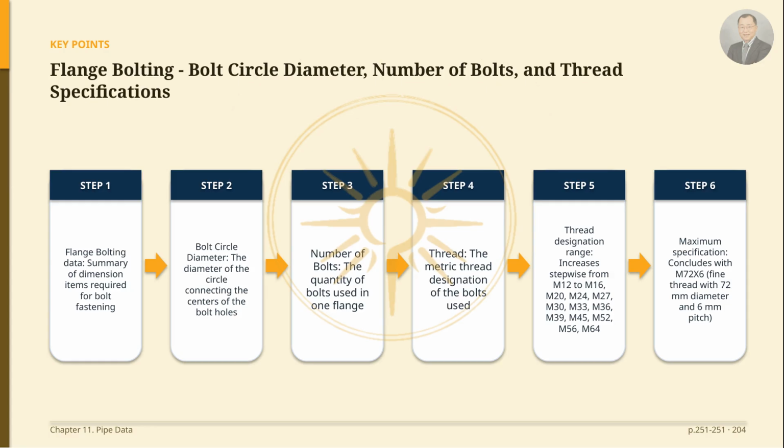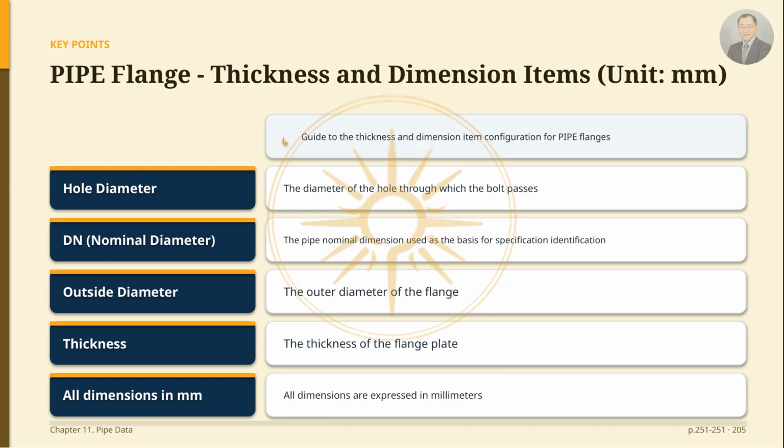I won't list every single value, so please check the required thread designation and bolt quantity directly according to the detailed dimensions of the flange you are designing. Lastly, I would like to introduce the thickness and dimension items for pipe flanges.